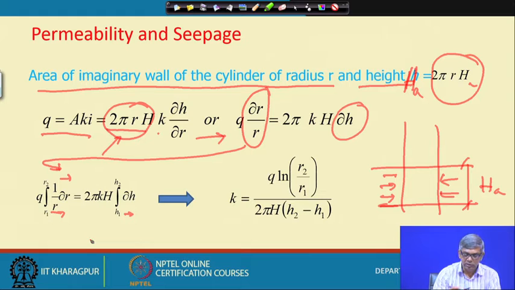So, these two which I have shown in the previous slide, h 1 and h 2, that means two observation wells. At a particular situation, after pumping for some time at steady state, h 1 and h 2 reached here. So, if I integrate these and simplify, finally I get k equal to q ln r 2 by r 1 over 2 pi h (h 2 minus h 1).